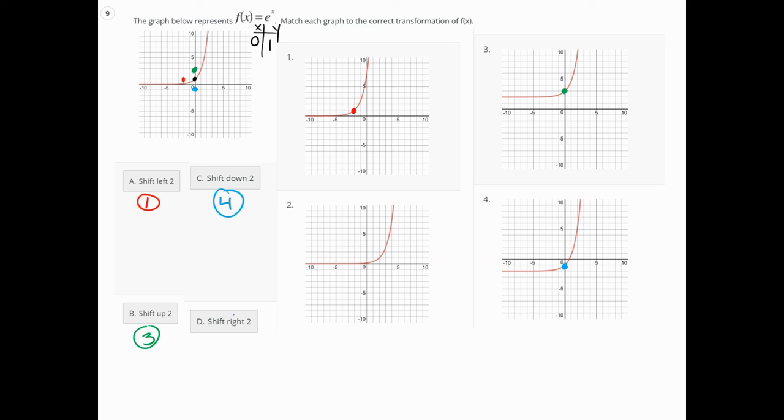And then finally, there's only one left, but let's still check it out. Shift right 2. So right 2 would be right here. And the one that matches that is right over here. That's number 2. And that's it. Congratulations, you made it through the review.